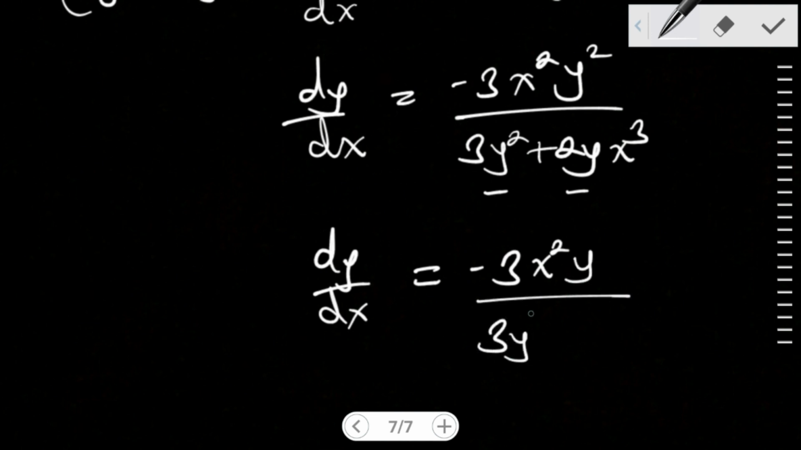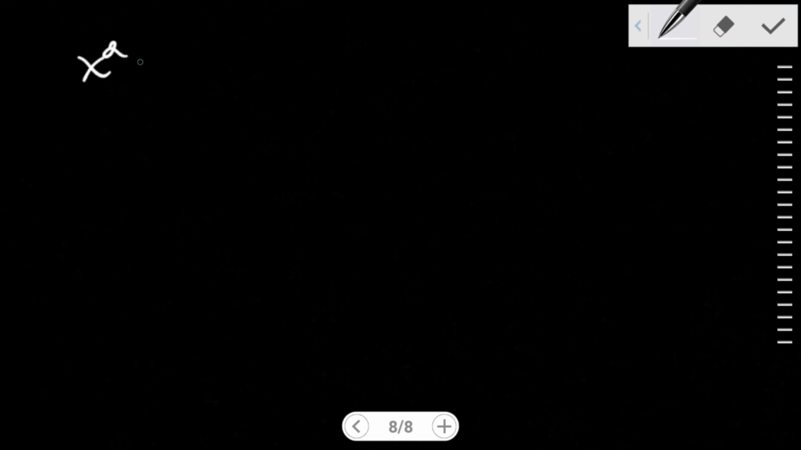3y plus 2x cubed in this case. Therefore, this would be my derivative in this case.